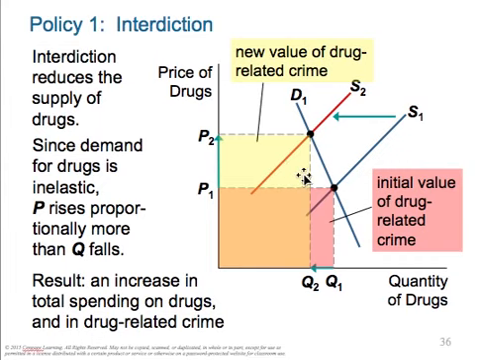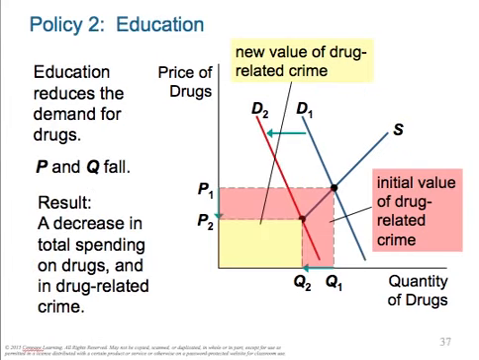and also drive up not only the crime rates, but also drive up the cost for people who do things like rob and steal and do things to finance their habits. So the price goes up, forces more crime actually into the situation. So very interesting. Policy 2, education reduces the demand for drugs.